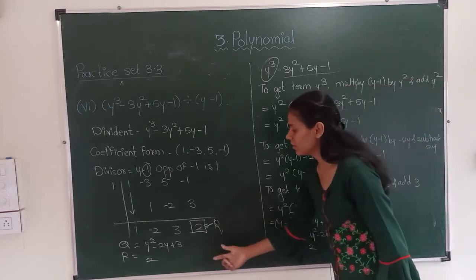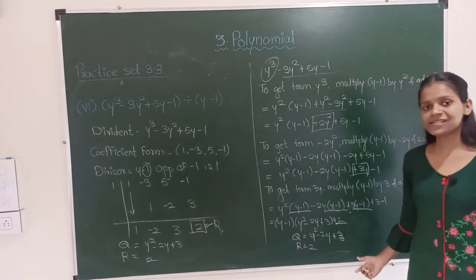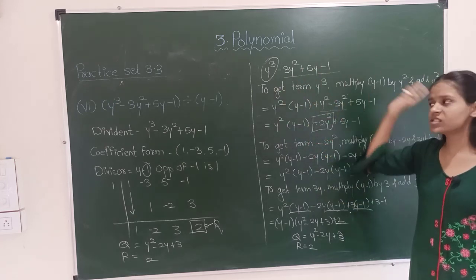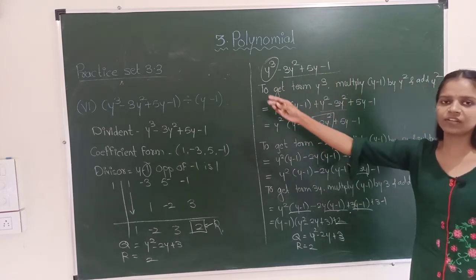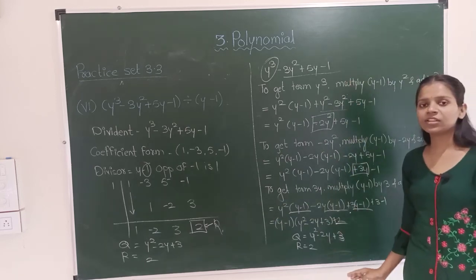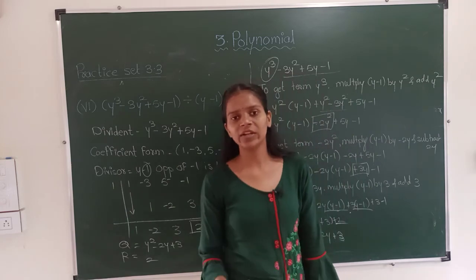You can compare for both methods, the answers are the same, the remainder and quotient are the same. This is the same example, but we solved it by a different method. The first is the synthetic method of division, and the second one is the linear method of division. Here we have completed your practice 3.3.